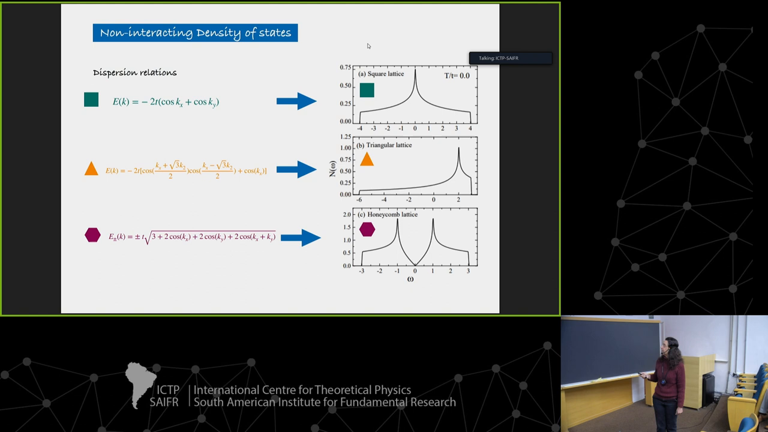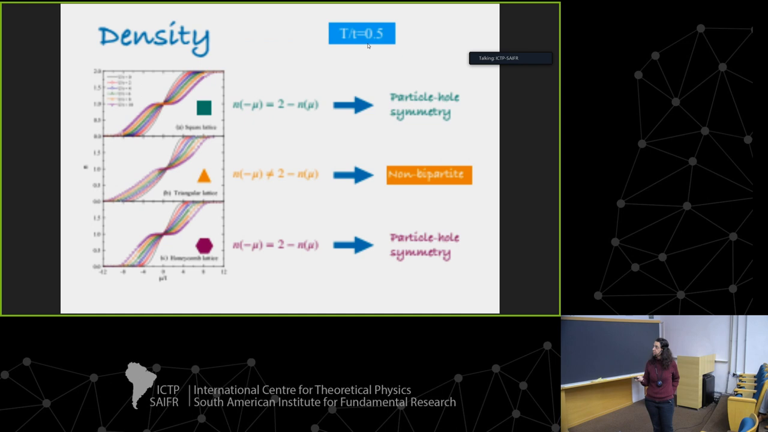For the three geometries, as we are in 2D, we have Van Hove singularities. Here in the square lattice, it's at omega equals 0. Here the honeycomb lattice is also a bipartite lattice, so we have a symmetry. And the triangular lattice is the more challenging for us, as it's not particle-hole symmetric, and we don't see symmetry around omega equals 0. So we have particle-hole symmetry in these two cases, but not for the triangular lattice. So what happens when we turn on correlations?